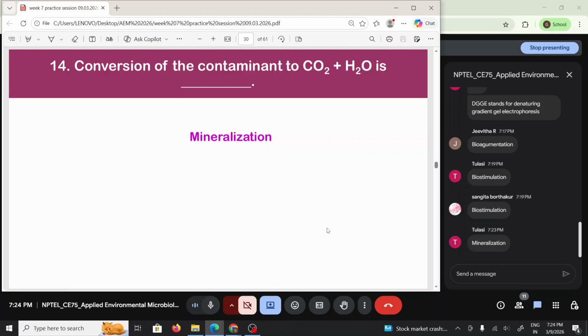There will be a series of steps and you will have a number of intermediates. These intermediates can be less toxic than the contaminant itself, or in some cases they can be more toxic or detrimental than the original contaminant. So during the conversion of contaminants, it is essential that you ensure that finally it produces CO2 and H2O, and this entire process is called the mineralization process, which is complete degradation.